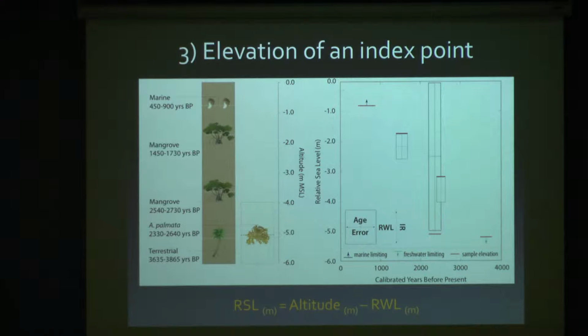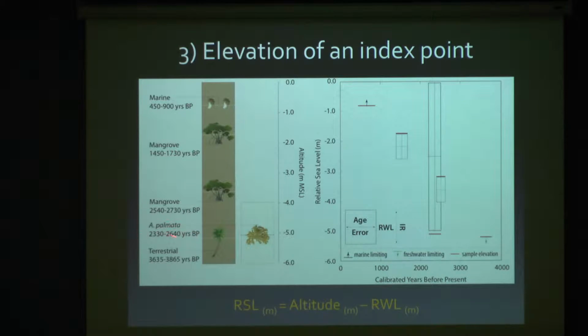So once you've established this indicative meaning, you can then produce a sea level index point. The vertical position of the relative sea level for this index point is determined using this relationship, where you take the altitude in the core and subtract off the reference water level. So here in this example sediment core, we have our mangrove indicator, which occurs at this depth in the core, and we get the relative sea level position that it indicates by subtracting off its reference water level.